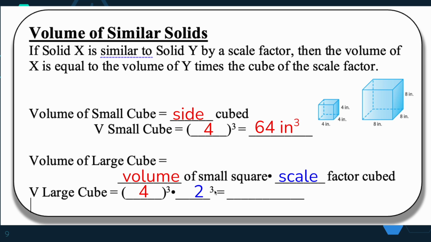It means 2 times 2 times 2, 2 times itself 3 times, which is 8. So now I'm going to go 64 times 8, and I get 112 inches cubed.